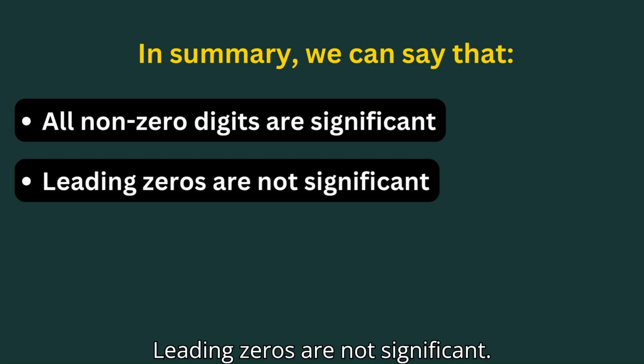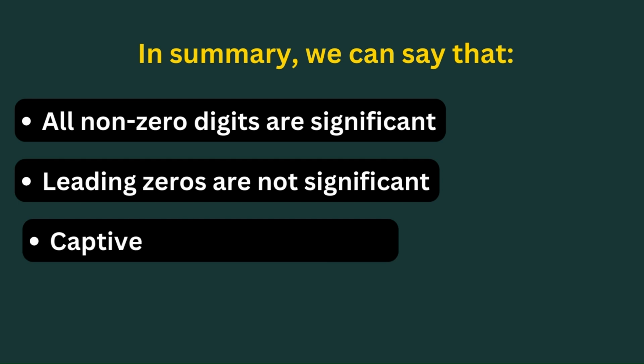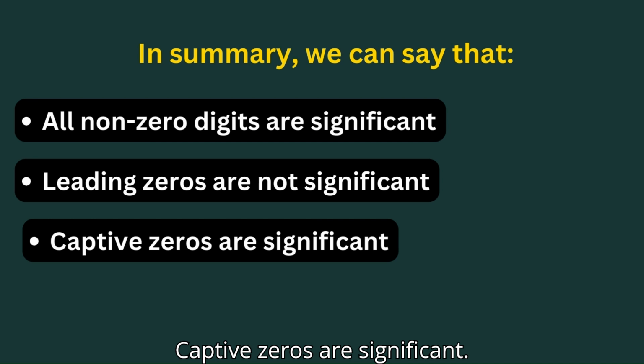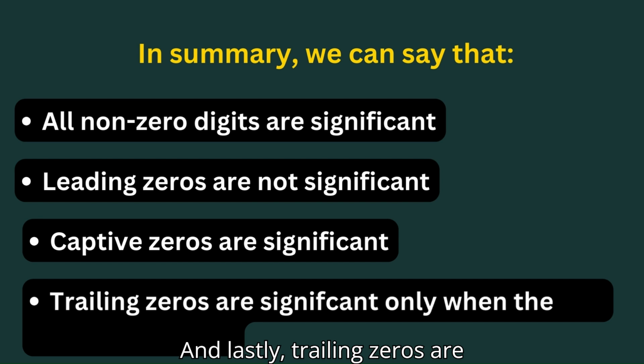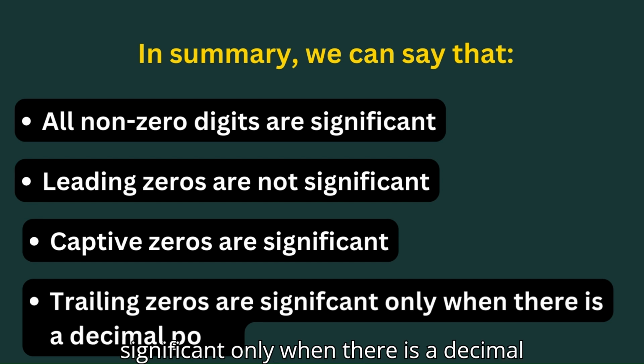Leading zeros are not significant. Captive zeros are significant. And lastly, trailing zeros are significant only when there is a decimal point.